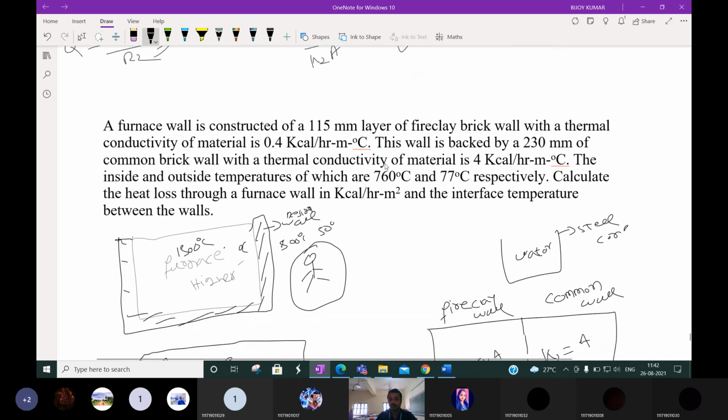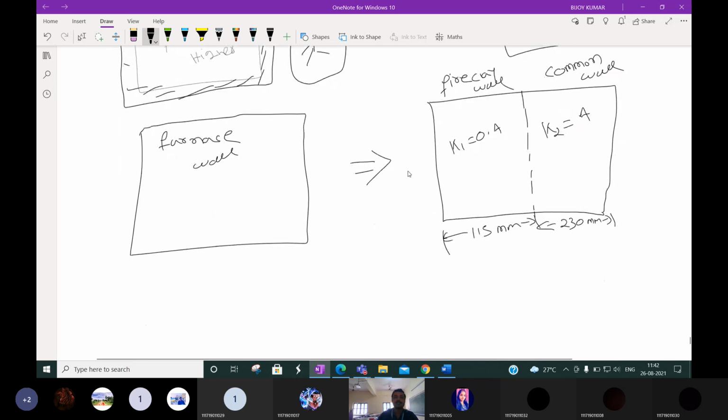Okay, thermal conductivity is 4 calorie per hour meter degree centigrade. The inside and outside temperatures are 760 and 77. It means the furnace wall inside temperature is 760 degrees centigrade and the outside temperature is 77 degrees centigrade. Okay, the same temperatures we will represent here: 760 degrees centigrade and 77 degrees centigrade. So this is the information which is given.